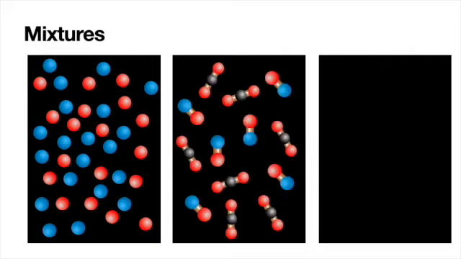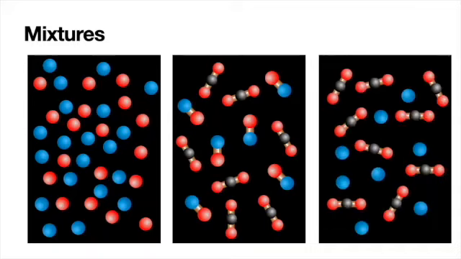In this example, we have a mixture of compounds. We have the molecules containing black and red atoms, which are bonded to each other, and molecules containing blue and red atoms, which are bonded to each other, but these different molecules are distinct. Again, this is a mixture. We can also have a mixture of compounds and atoms.